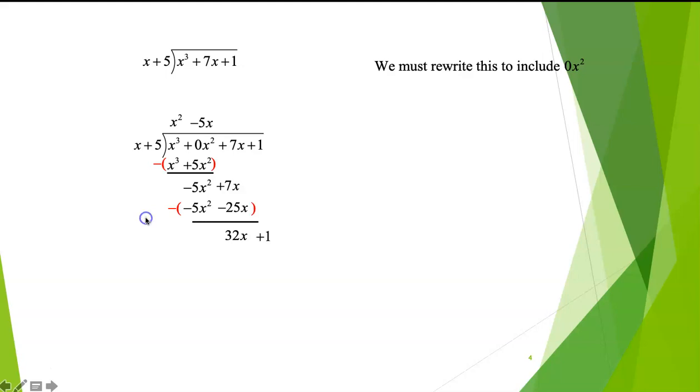Now you bring down the positive 1. So 32x, we've got x, so obviously you multiply by positive 32. Expand, subtract, and you get negative 159, and that's your remainder. So that will be your answer here.